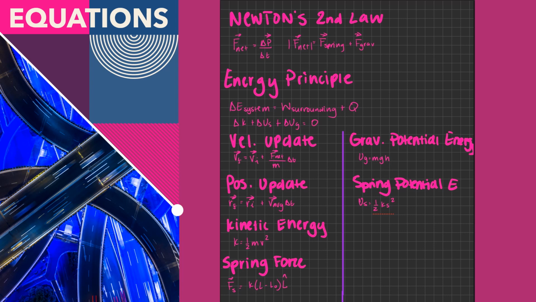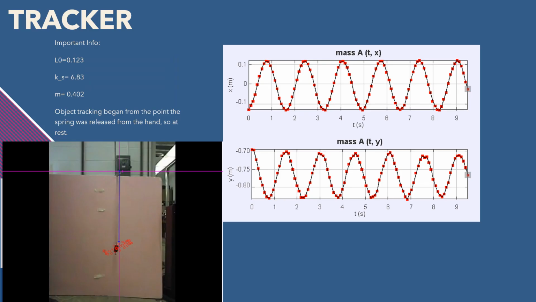We have the velocity update formula, which is the V final equals V initial plus F net over M delta T. Position update formula, we're going to be using that. We're going to have R final equals R initial plus V average change in T. We're going to be using kinetic energy, which is 1/2 mv squared. We're going to have the spring force, which is K times L minus L naught times L hat. We have gravitational potential energy, which is mgh, and then spring potential energy, which is 1/2 ks squared, s being L minus L naught.